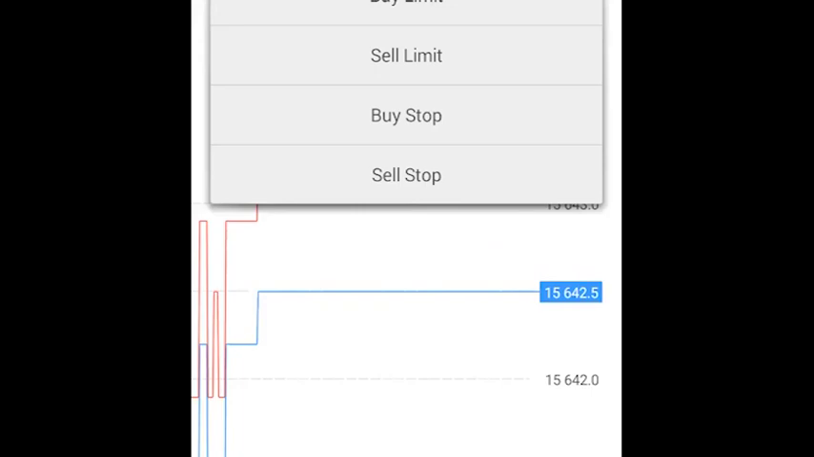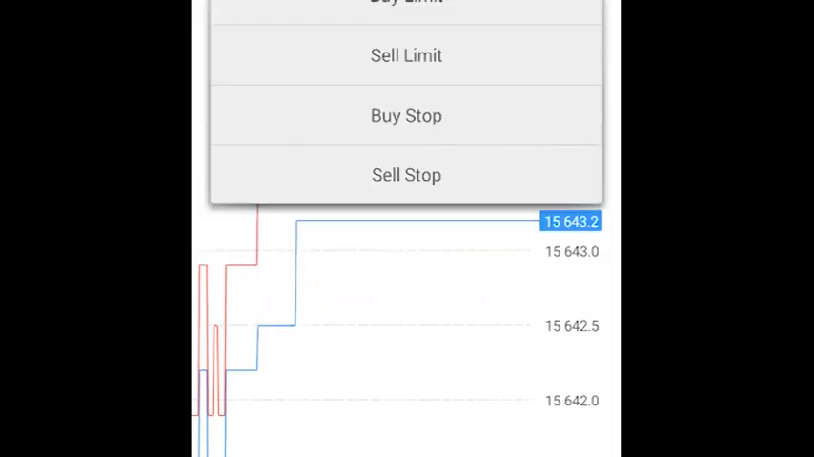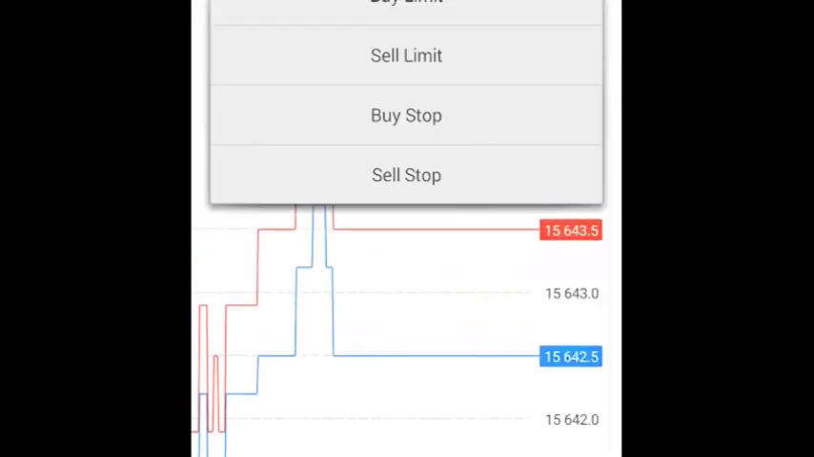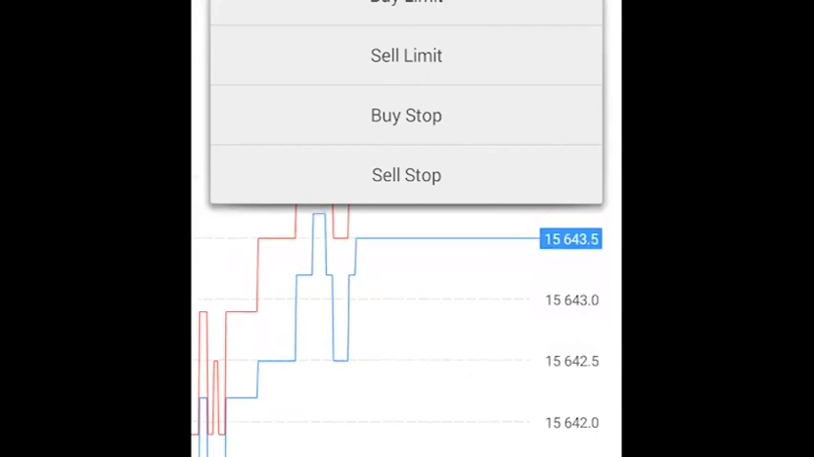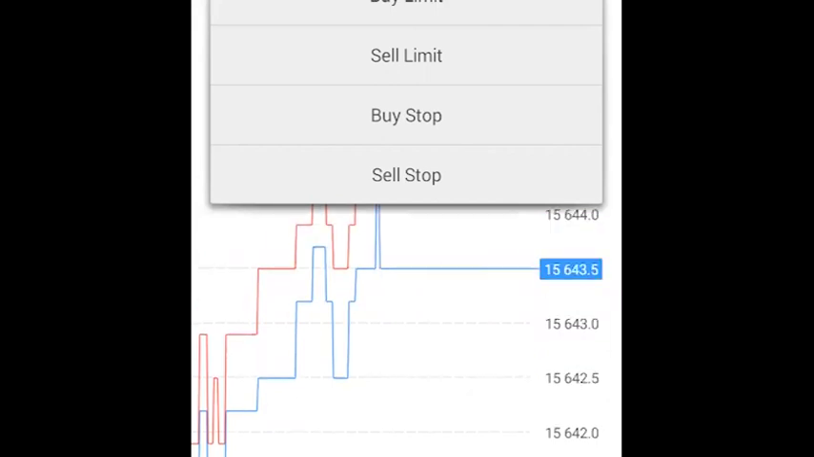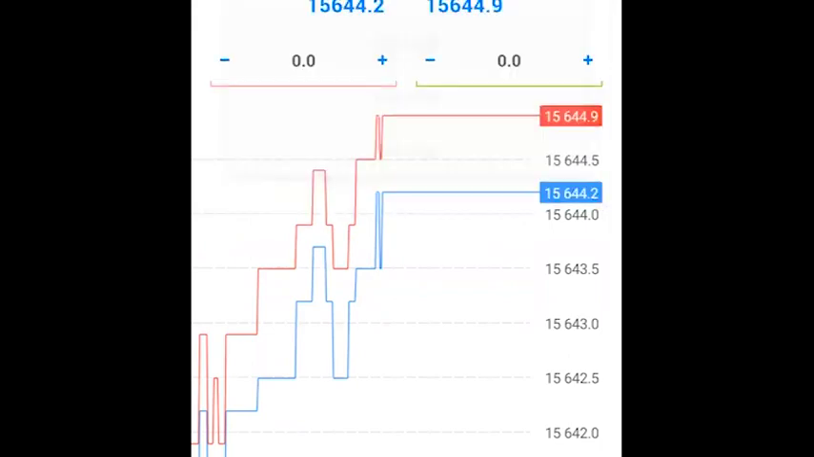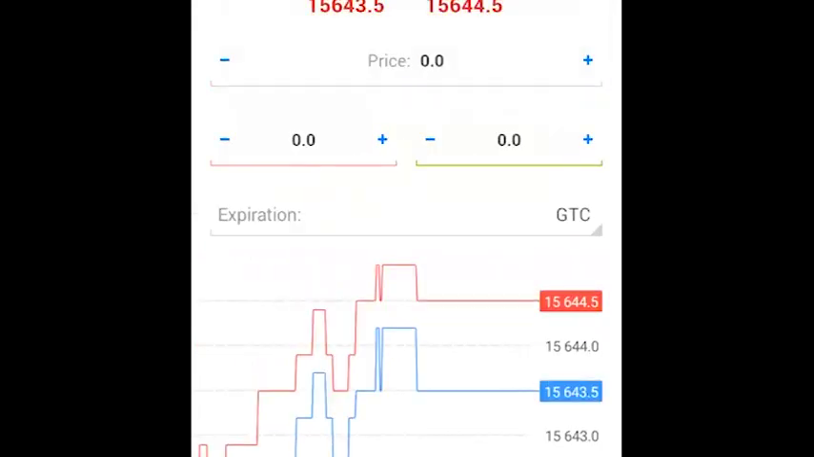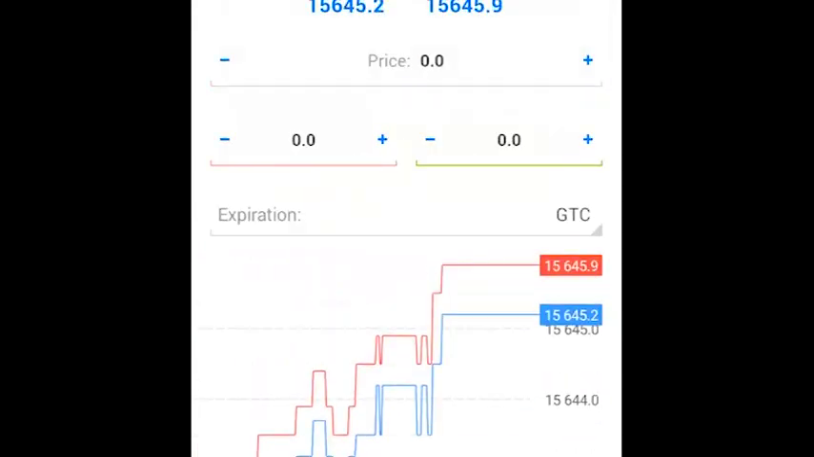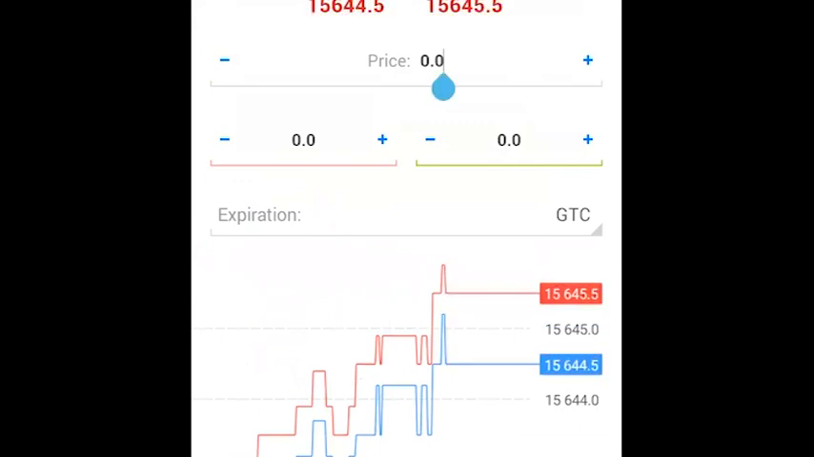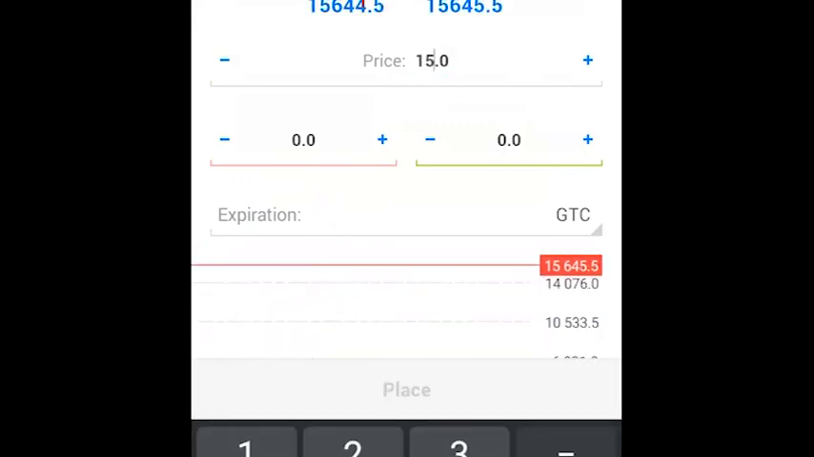What kind of pending order? Once I click on market execution, it's going to bring all the 4 types of pending order I can do. What I want to do is a sell limit. I want to sell above price, where price is currently. So for the sell limit, my entry price is going to be at 1574.